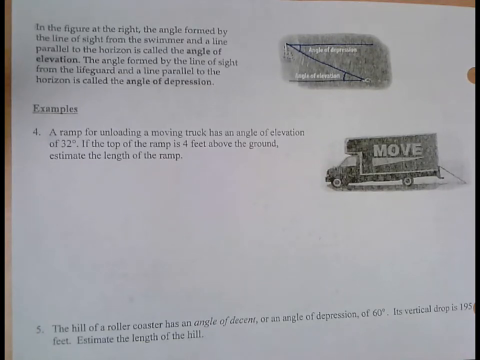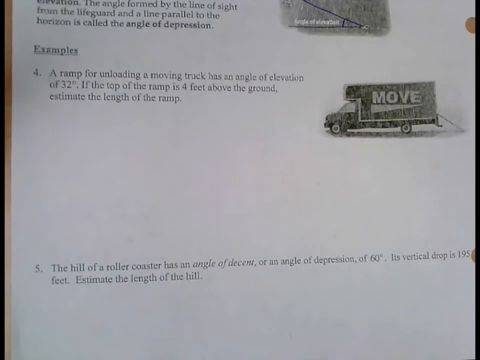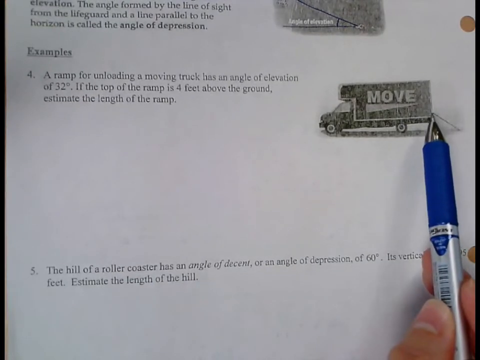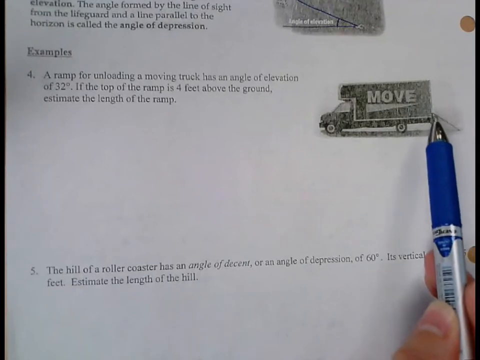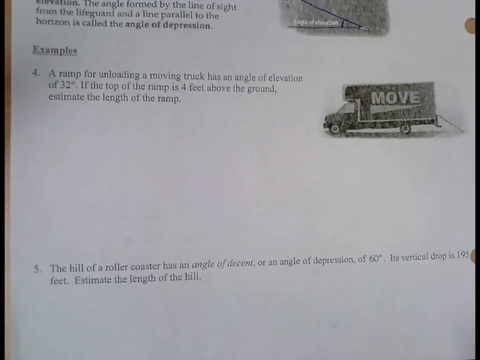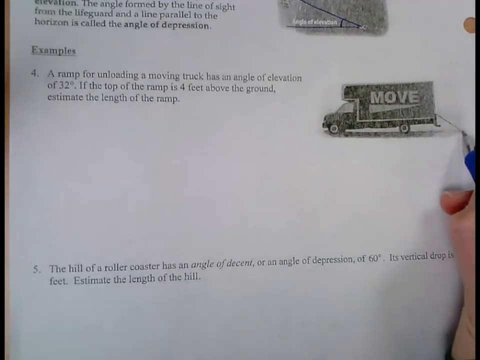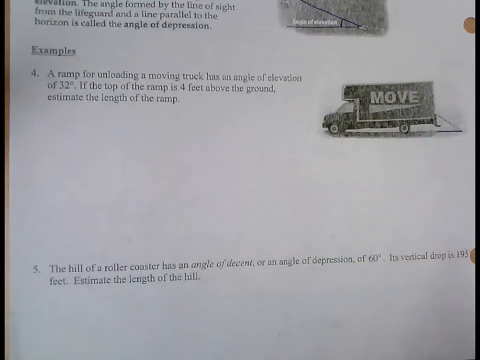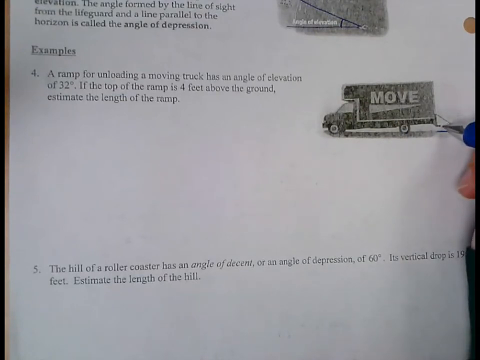And so that's what we're using in these examples 4 and 5. So 4 says a ramp for unloading a moving truck has an angle of elevation of 32 degrees. So you can kind of see there's the back of that truck that's coming down here. The angle of elevation they're talking about would be from the ground, or using the ground as that horizontal of your triangle. So it's talking about this angle here that is 32 degrees.